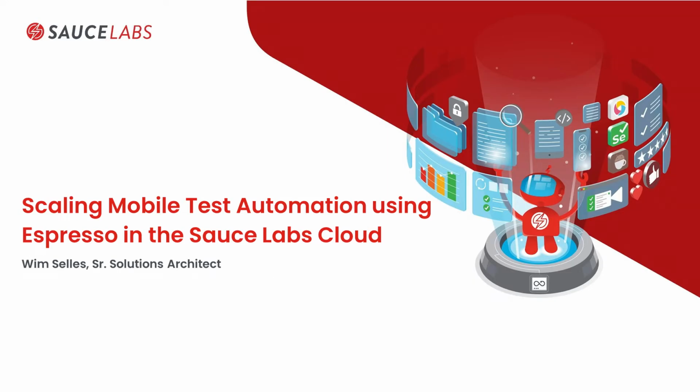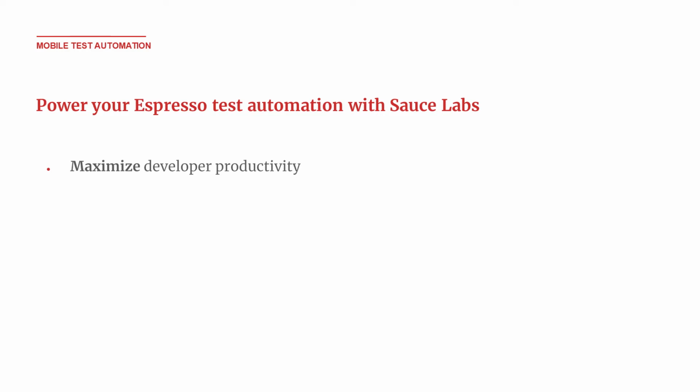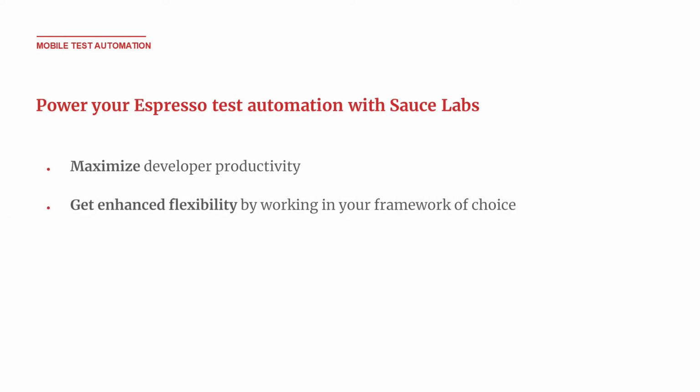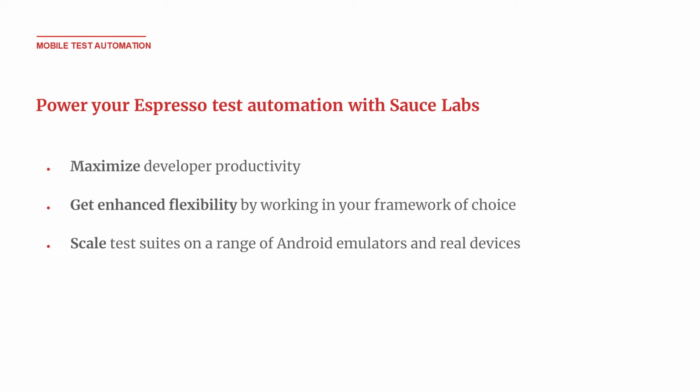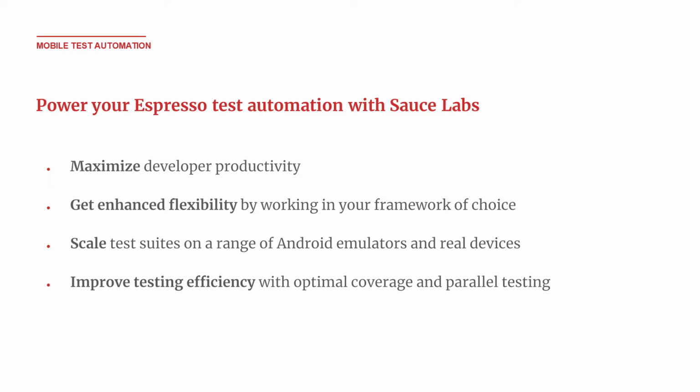As developers take a bigger ownership in ensuring mobile application quality, they need the flexibility to work with their preferred frameworks and the ability to scale mobile test automation easily. SASctl mobile testing solution addresses this need by offering support for a broad range of test automation frameworks, including Appium, XCUITest, and Espresso. And in this demo video, we will showcase how mobile teams can use the Espresso test automation framework on the SASctl Real Device Cloud to scale and execute test suites on Android emulators and thousands of Android devices to maximize developer productivity and improve testing efficiency with comprehensive coverage and parallel testing.